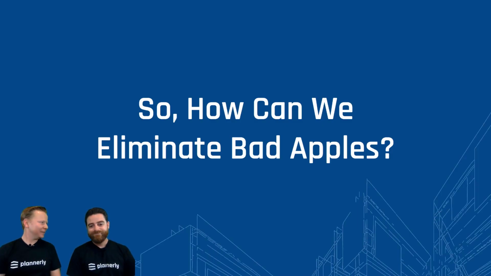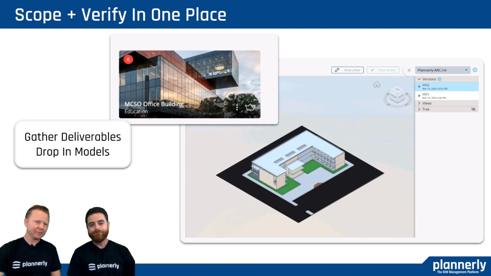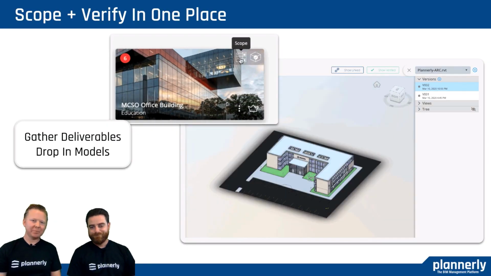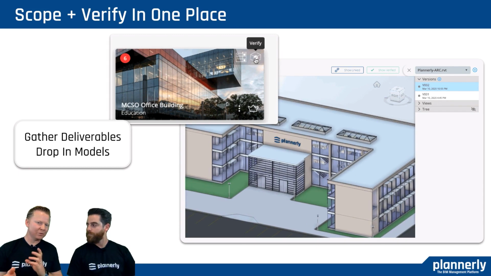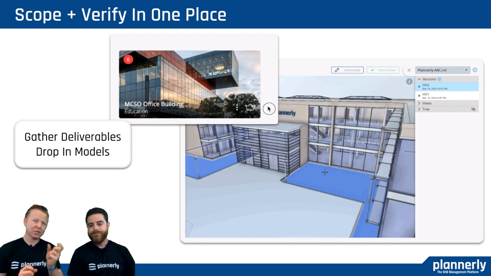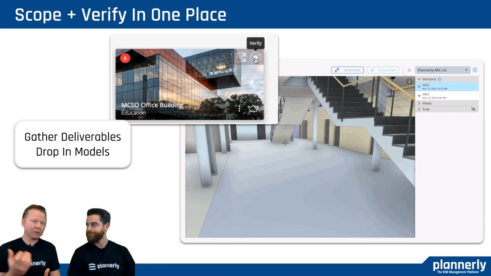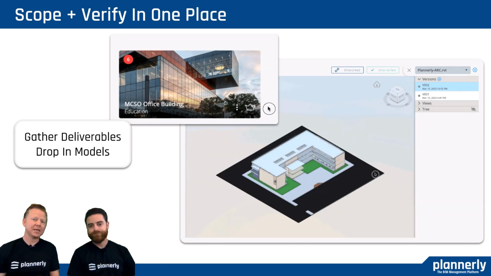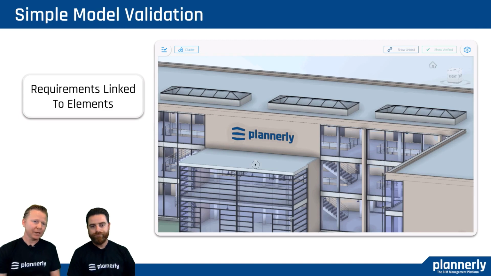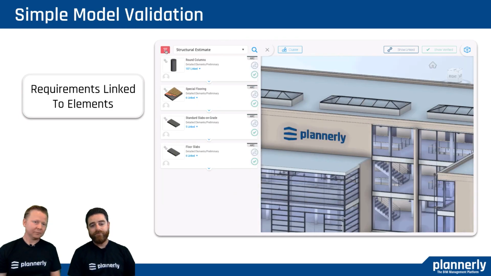So how can we eliminate those bad apples? How can we go through a workflow that will help us to eliminate them? Keeping it all in the same place is number one. So we talked about having the opportunity to scope and also verify that scope by gathering the requirements and the deliverables in the same place. Really, really powerful step. Simple model validation.